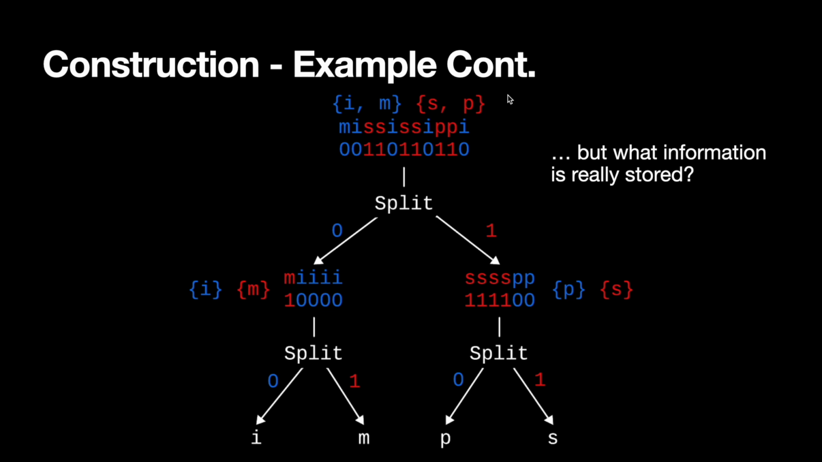And on the other side with the S's and the P's, we've done the very same thing. We've taken that alphabet of S and P, and split it into 2 separate alphabets, S and P. We created a binary encoding and split it, so we're left with the leaf nodes.